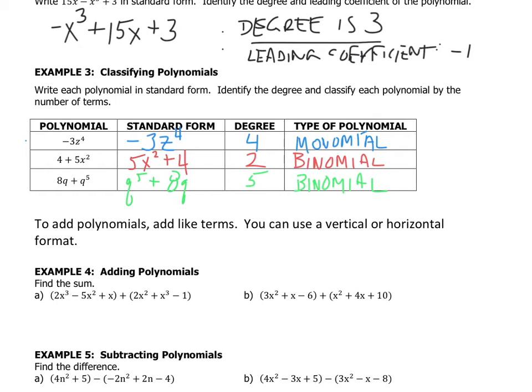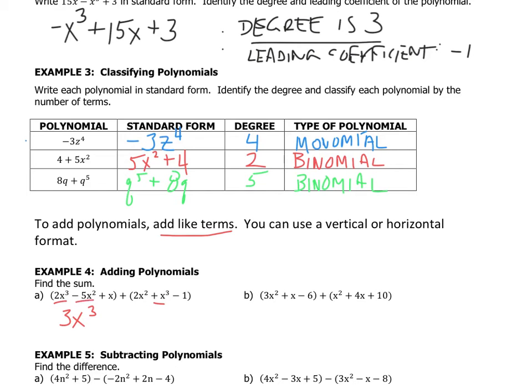All right, so now adding polynomials. You basically are just adding like terms. So remember, when you're adding like terms, they have to have the exact same ending. Okay, so finding the sum in example 4 here. I can add x cubes to other x cubes. So I would now have 3x cubed.